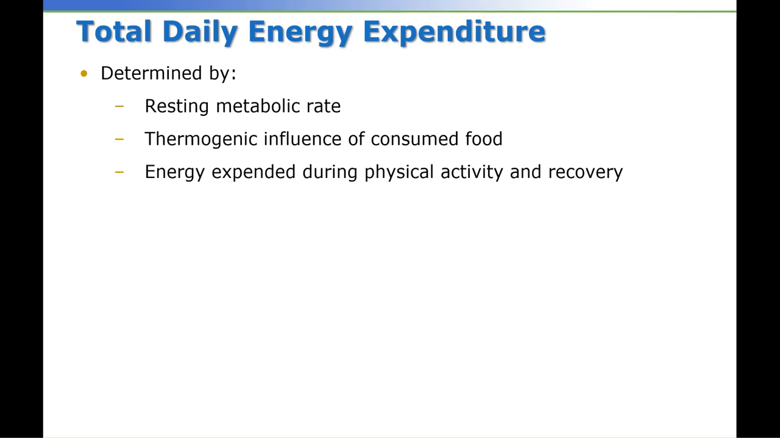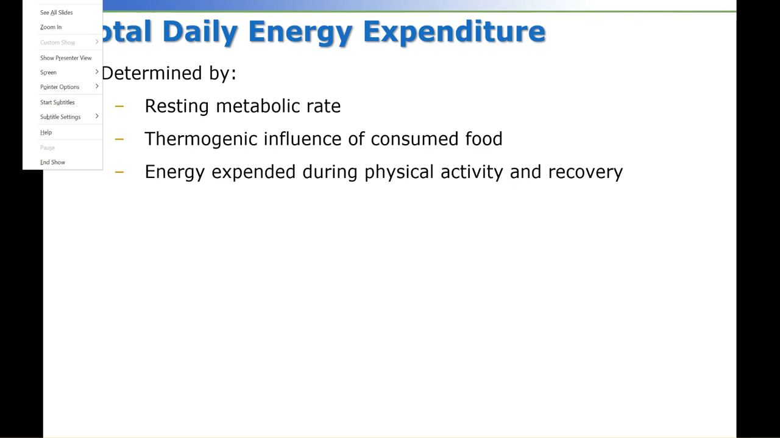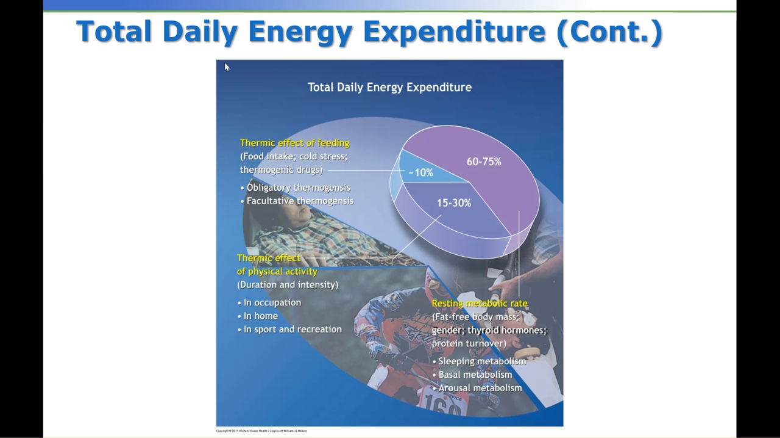And one thing about the resting metabolic rate is, physical activity does make up 15 to 30%. However, fat-free body mass makes up a portion of the 60 to 75%. So if you have more muscle mass, your resting metabolic rate is going to increase. Okay, so your energy expenditure is going to increase per day.